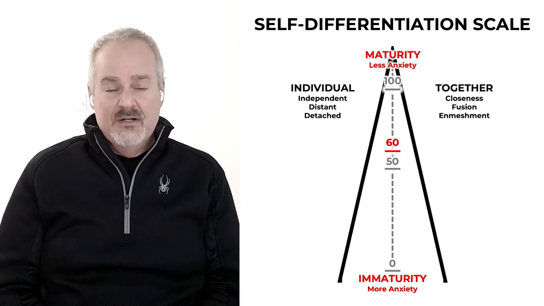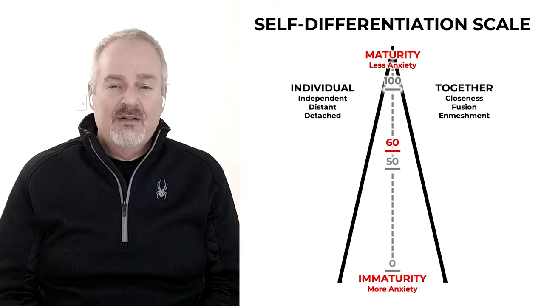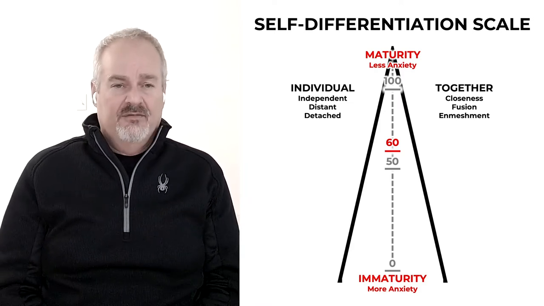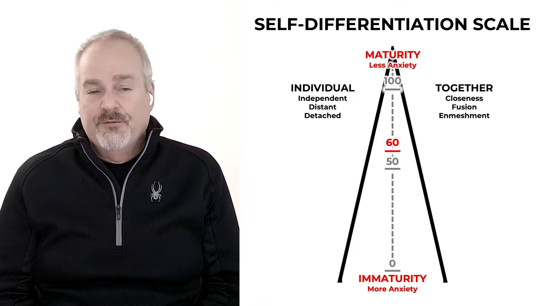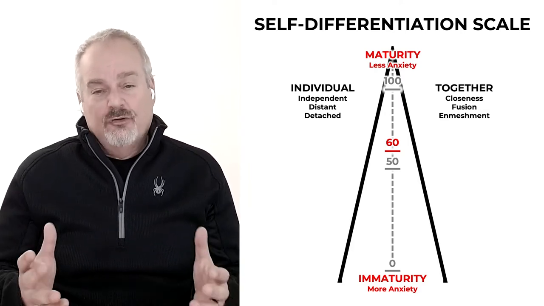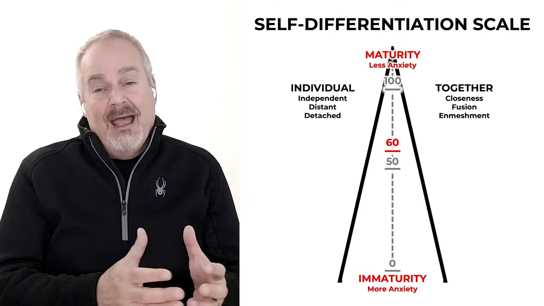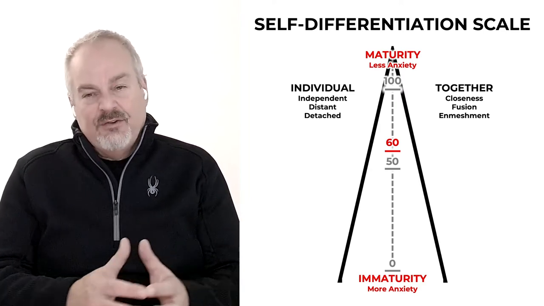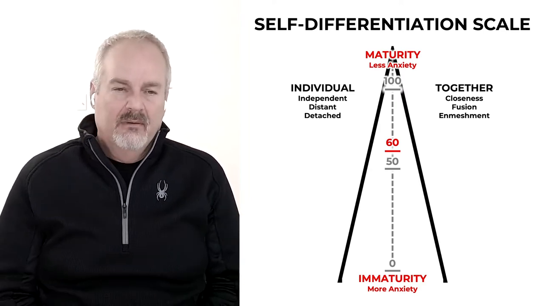What Bowen believed is that most people stay at the differentiation level that they had when they left home, which is rarely above 60. Now, thankfully, what Bowen also taught is how to grow in maturity so that you are not going to be static any longer at that number.